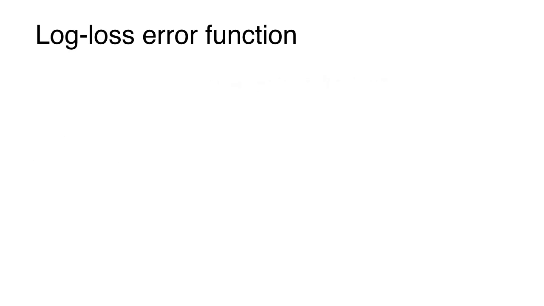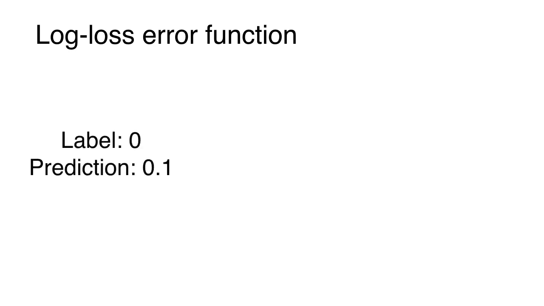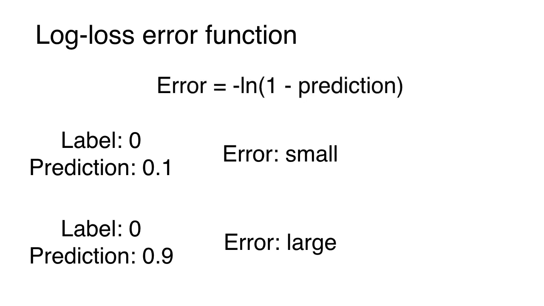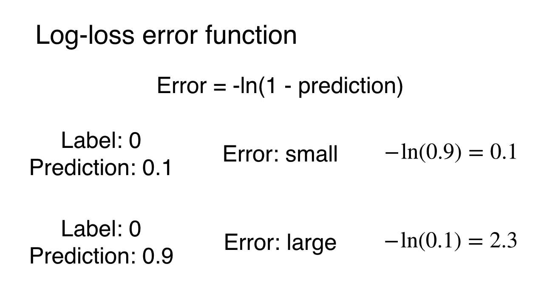Now let's go in the other extreme, when the label is 0. In this case, if we had a prediction of 0.1, it would be good because it's close to the label. Therefore, the error should be small. On the other hand, a prediction of 0.9 is terrible, so the error should be large. The function that we need here is similar to the previous one, but with a slight difference. It is the negative logarithm of 1 minus the prediction. Notice that in the first case, the error is the negative logarithm of 0.9, which is 0.1, and in the second case it is the negative logarithm of 0.1, which is 2.3. And this matches what we wanted, which is that the first error is small and the second is large.